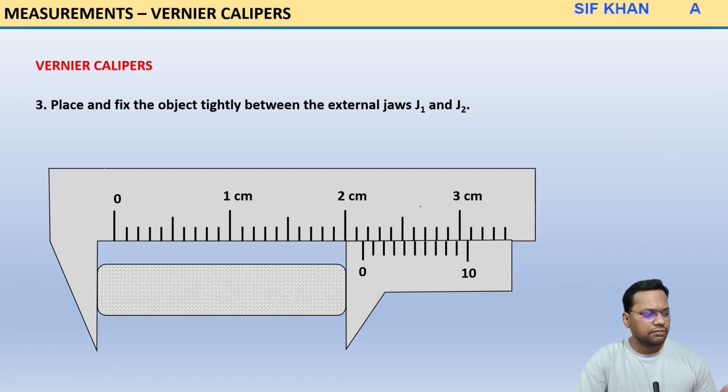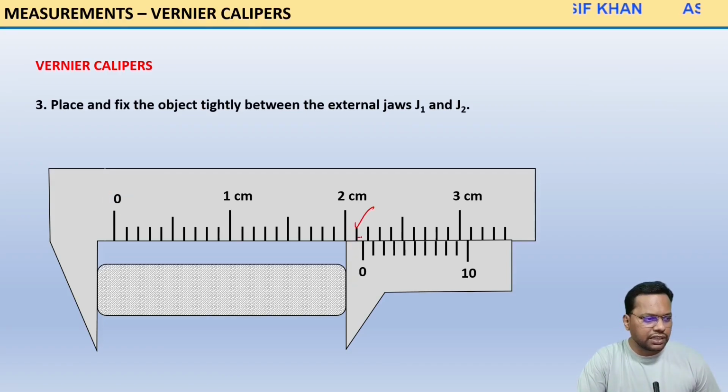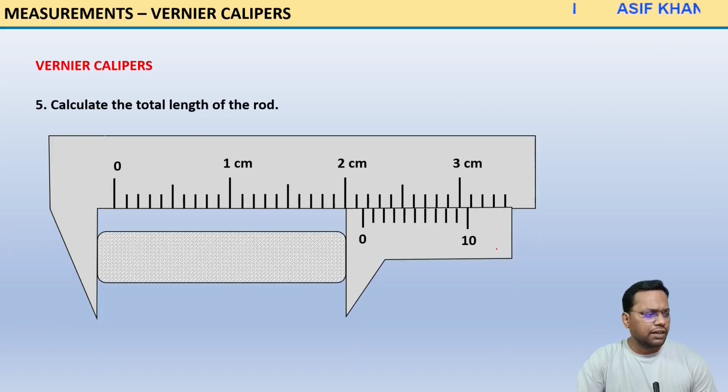So we need to find out the length of the given object. What is the meaning of length of the given object? Just remember that we are finding the distance between these two zeros, this 0 and this 0. Now if you look at the main scale, already we know some length, that is 2.1 mm, but we don't know this length from 2.1 to the 0 of the Vernier. Now the total length of the object is the combination of two readings.